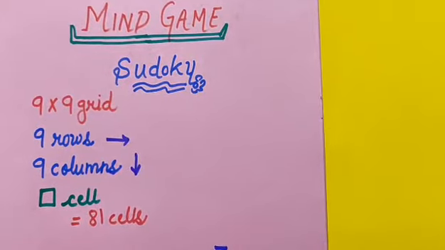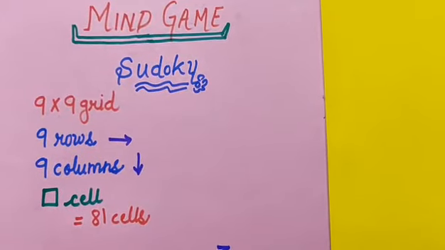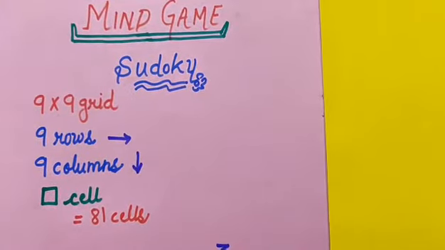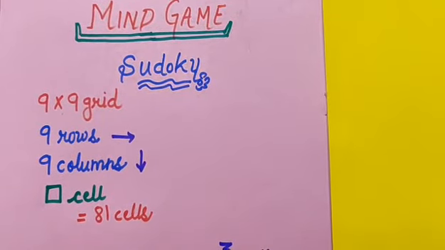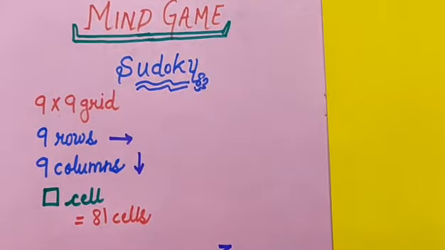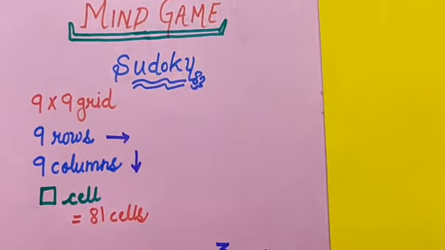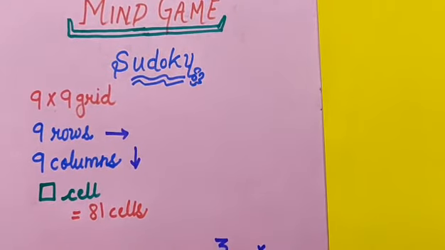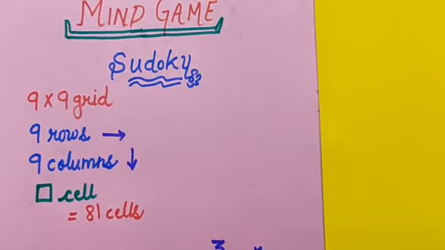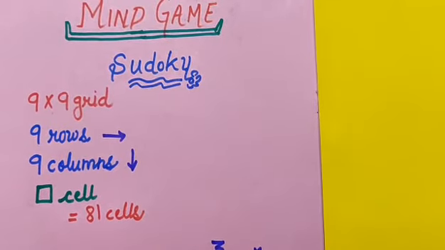We are going to play a mind game. The name of the game is Sudoku. Basically, it is a grid of 9 by 9. That means we will have 9 rows and 9 columns. Now, each box is known as a cell, and in total we will have 81 cells.